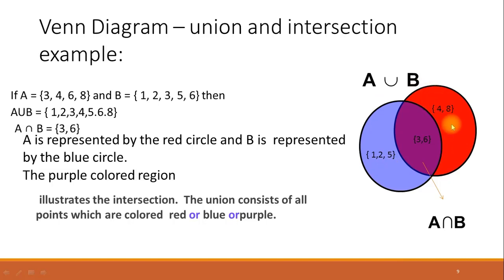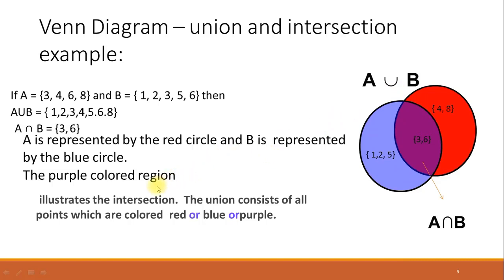The red color represents set A and the blue color represents set B. So 3 and 6 are the common elements in these two sets. So this area represents the elements 3 and 6, and other elements of set B are 1, 2 and 5. Similarly, for set A, the other elements of set A are 4 and 8. This area represents A intersection B, and the whole area represents A union B.